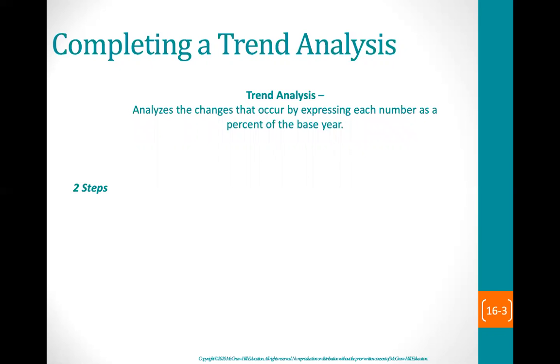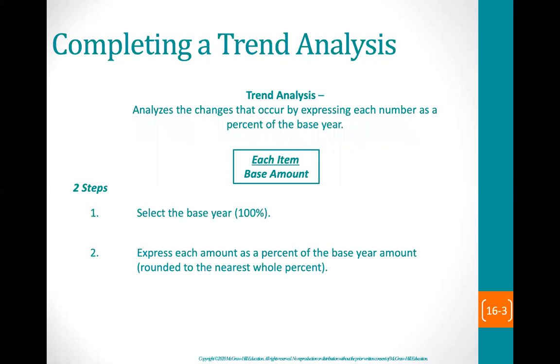There are two steps to completing the trend analysis. First, select the base year. This will be 100%. Second, express each amount as a percentage of the base year, rounded to the nearest whole percent. It is possible that the amounts may go over 100% if the year is higher than your base year amount.